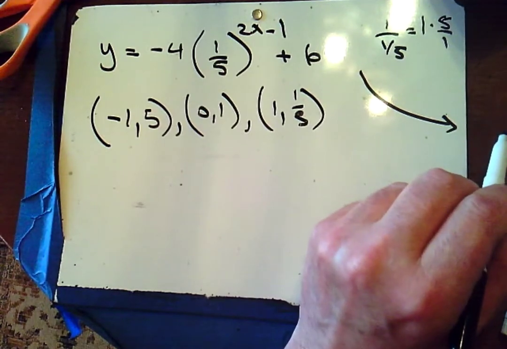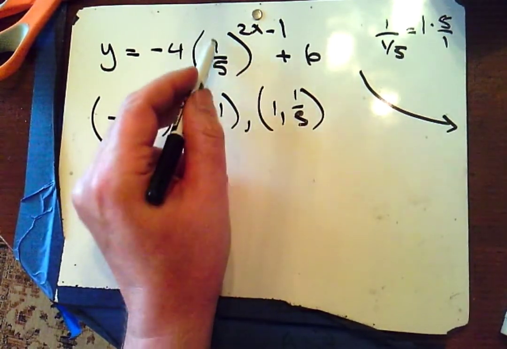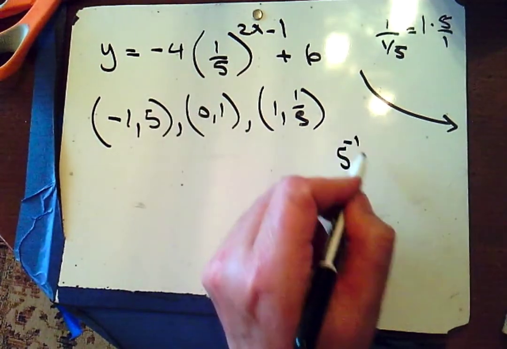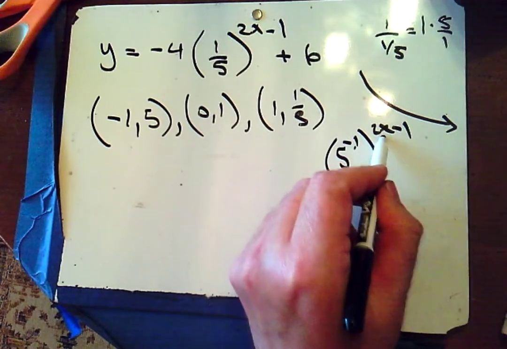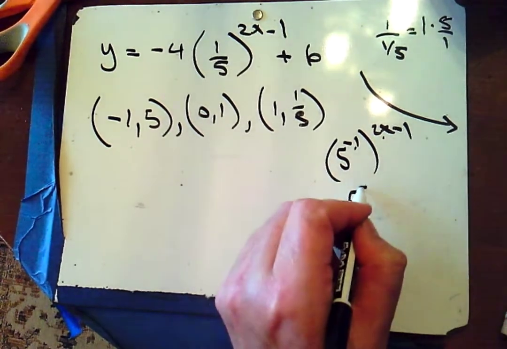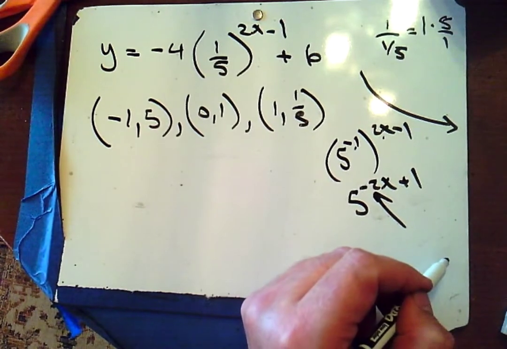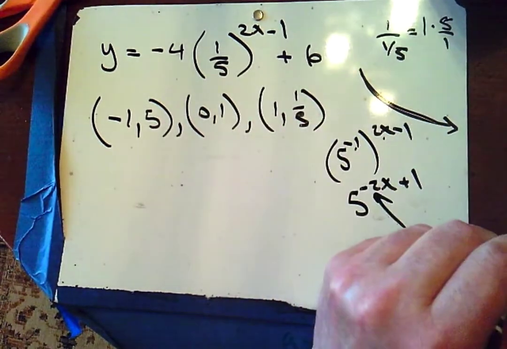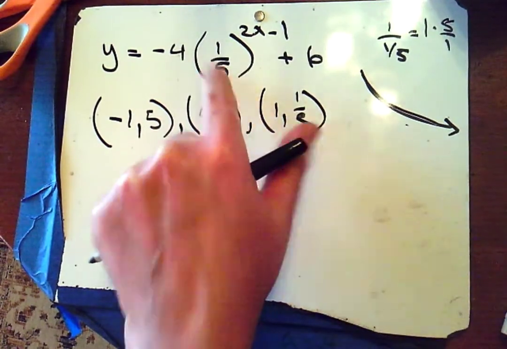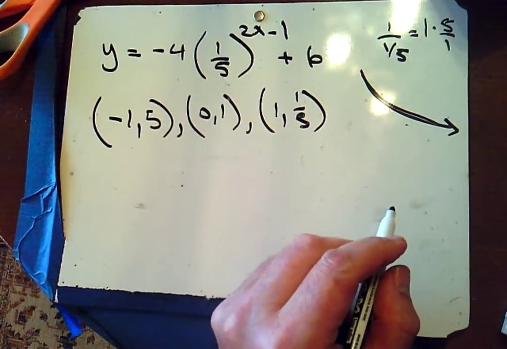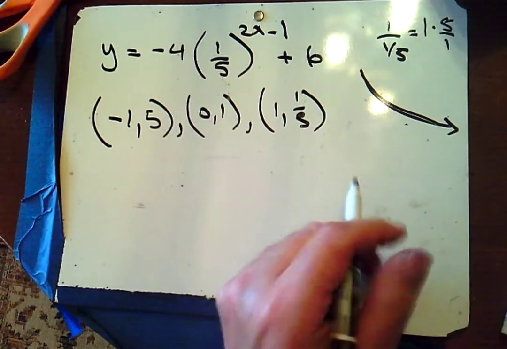Why is this decay? Well, it's decay because 1/5 is the same as 5 to the negative 1 raised to the 2x minus 1, and when I raise a power to a power, I multiply. So I got this, and because of that negative power there, I know I have exponential decay. We also talked about when the rate was between 0 and 1, you would have exponential decay. And that's great so far, except I haven't begun to apply my transformations.